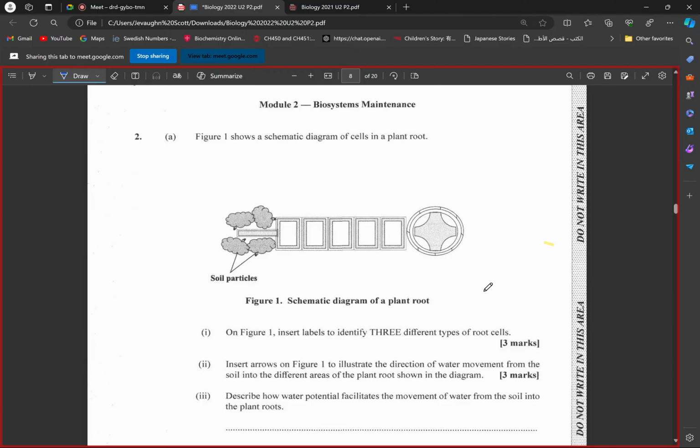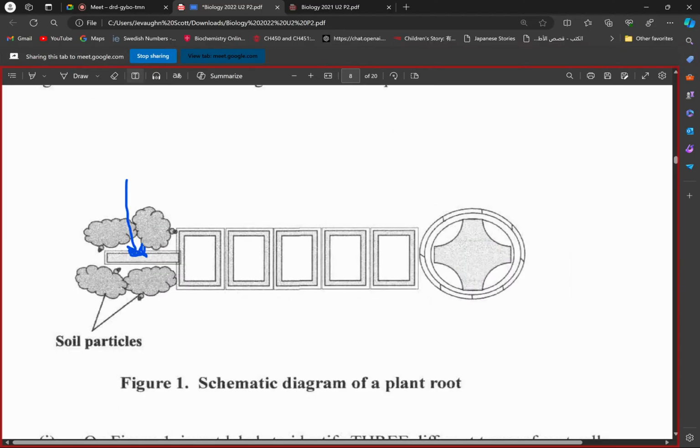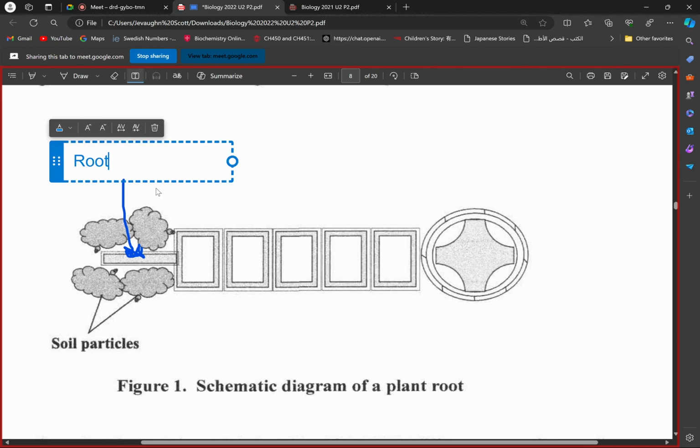I want you guys to label everything at this point. What's this here? What's that? Root here. And what are root hairs? Extensions from the epithelial cells. Extensions of epithelial cells. Lovely.